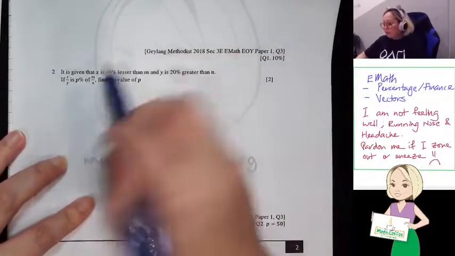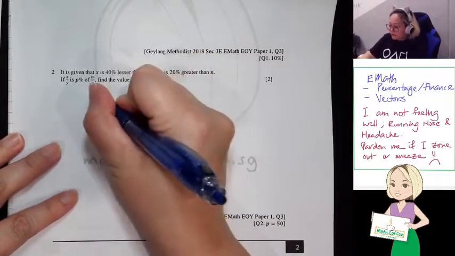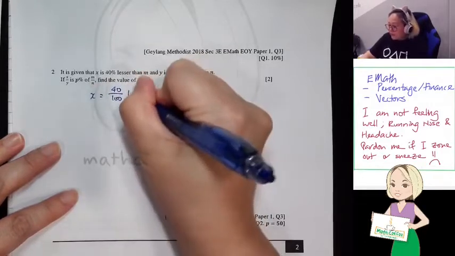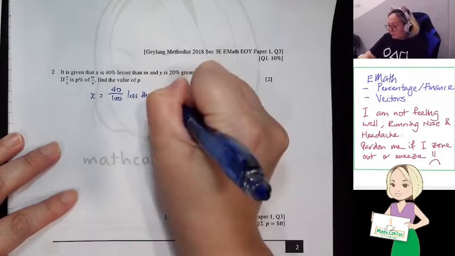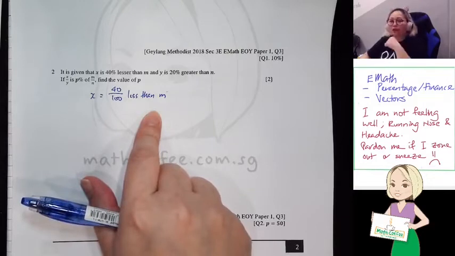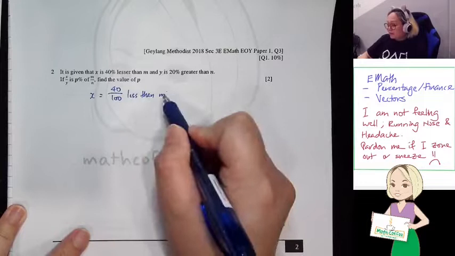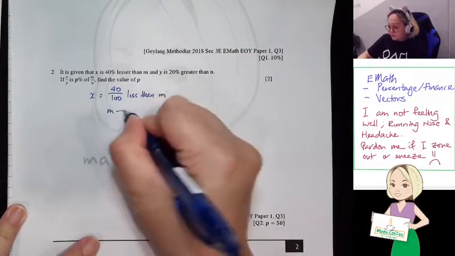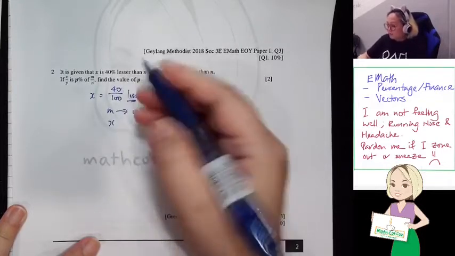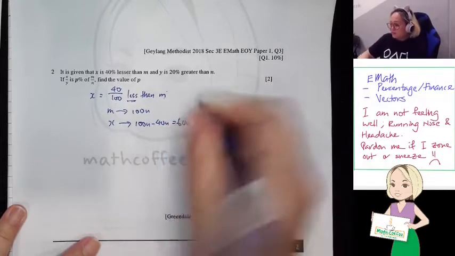Over here, it says that given that x is 40% lesser than m. I'm going to write it this way: x equals 40% less than m. With this, it's easier to see. Percentage is just one topic. Okay, I'm going to use m as the 100. So in this case, my m is 100 units. My x, because it's less, is 100 minus 40, and that will give us 60 units.